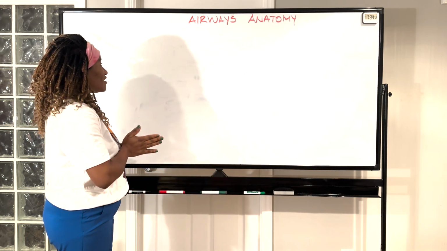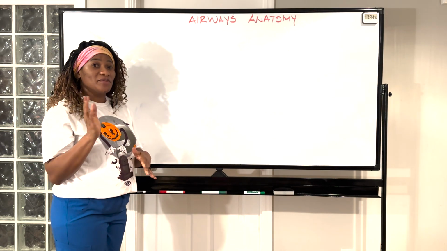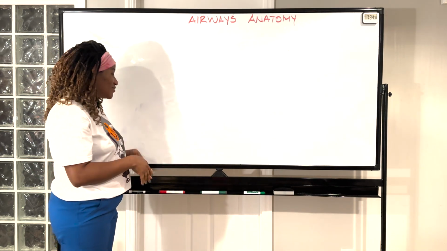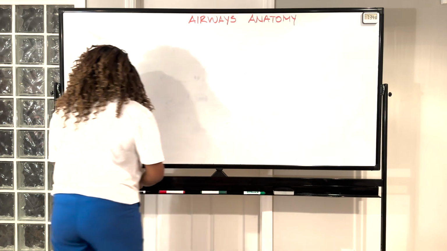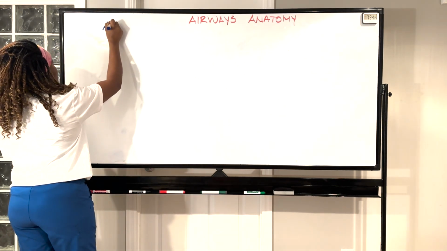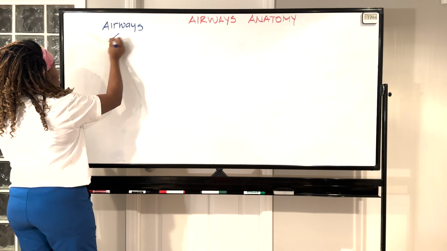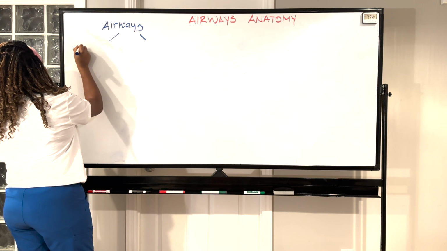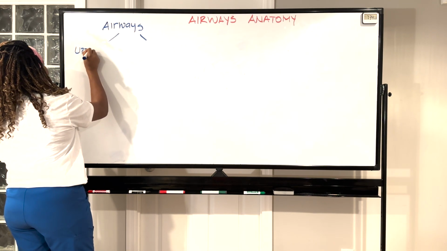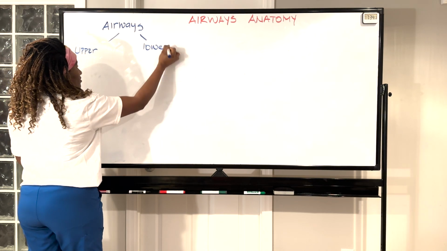So without further ado, I am going to divide our airways into the upper airway and the lower airway, and we're going to talk about everything. Now, the airways can be divided into two. Here we have the upper airways and here the lower airways.